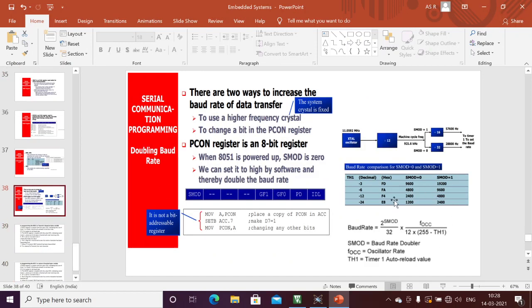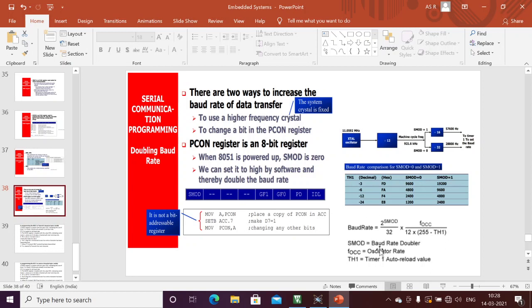Similarly, we can calculate using this formula: baud rate equals 2 power SMOD divided by 32, times the oscillator frequency divided by 12 times 256 minus TH1. Initially SMOD will be 0, so 2 power 0 is 1. 32 is normally the UART division, and 12 is the machine cycle division. The oscillator frequency is 11.0592 megahertz, and the maximum value is 255, which is why I always subtract the TH1 value.